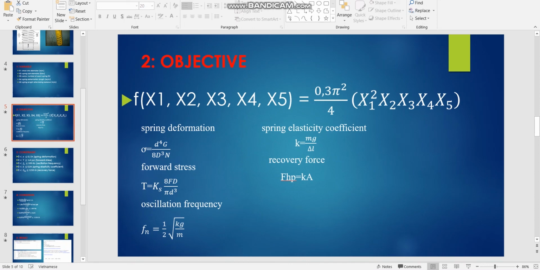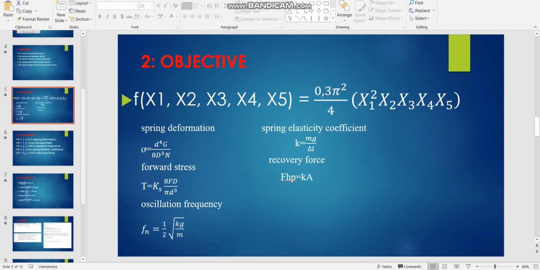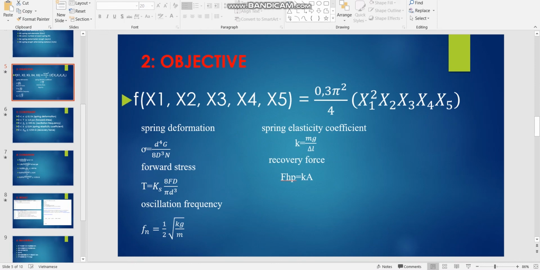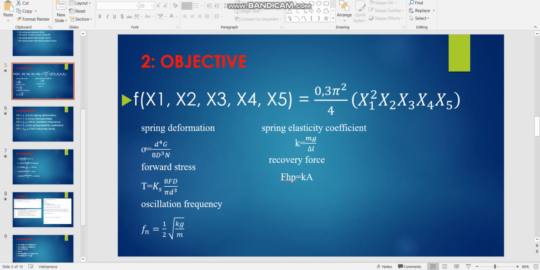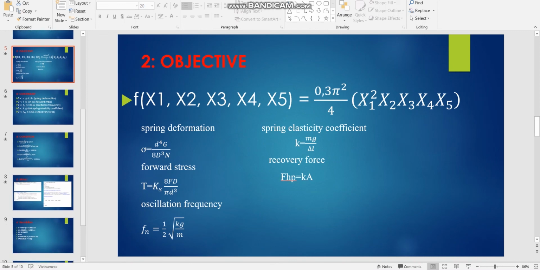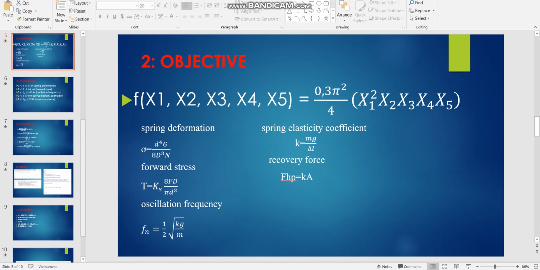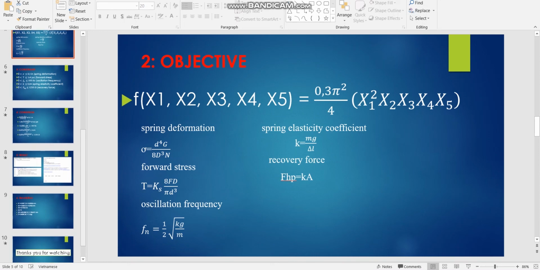Next, my group will introduce the objective function. As we mentioned above, we have five variables, and the following is the formula to have this function achieve the minimum value. The formula equals 0.3 multiplied by b square divided by 4 multiplied by x1 square x2 x3 x4 and x5. As you can see below, we find some formulas that make it possible to easily find the objective function with the minimum value.